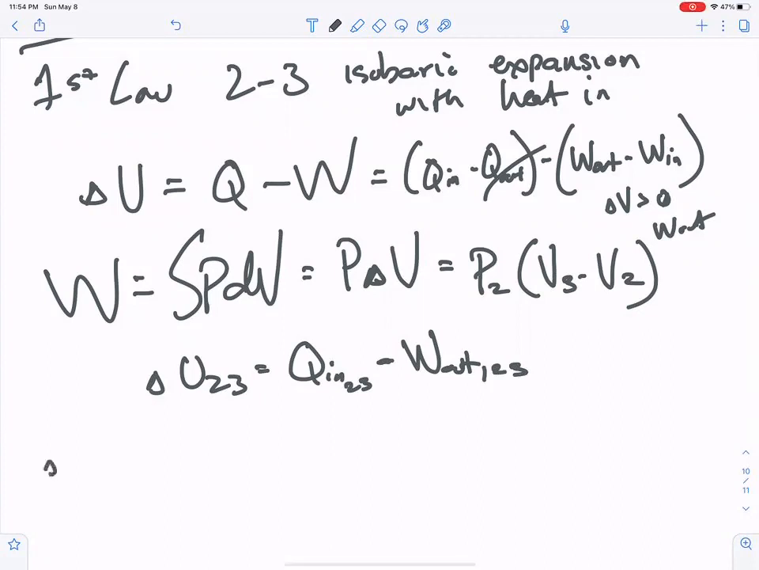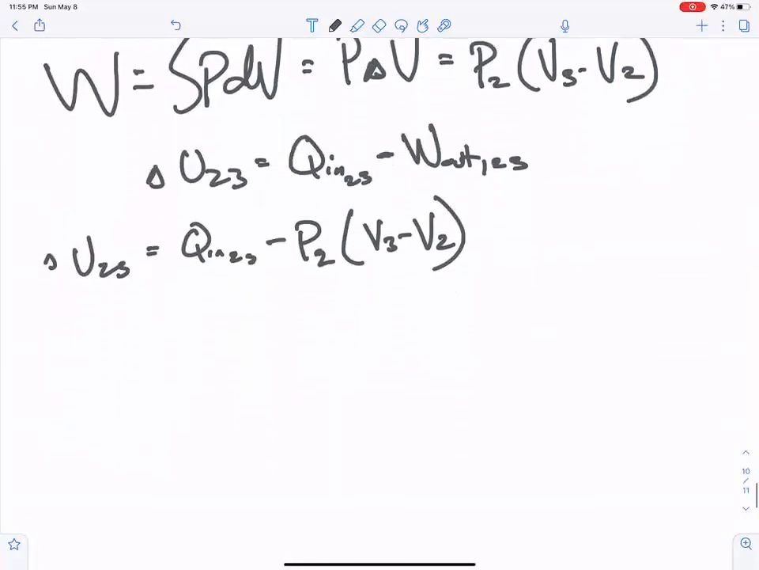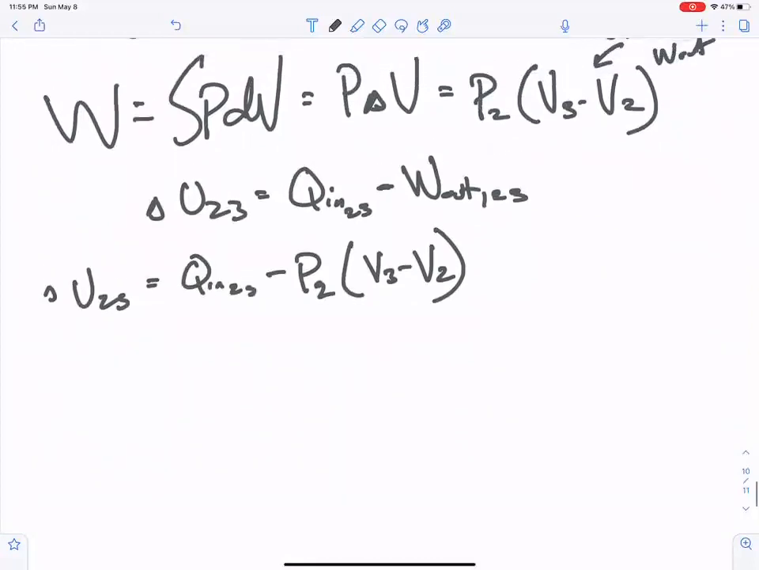and if this is positive here, then the work out would be minus P3, whatever P, 2 or 3. So that was what the first law would be.